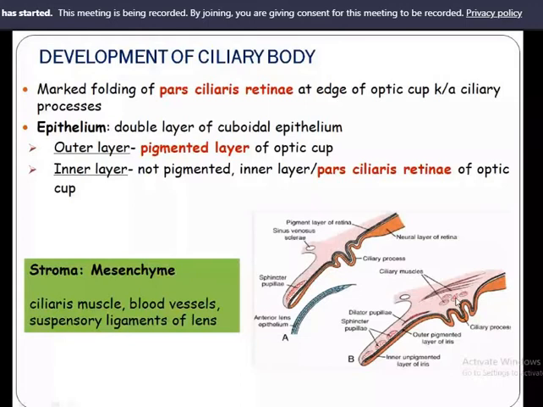I'll just summarize this in short. The outer layer of the ciliary body is formed by the pigmented layer of the optic cup. The inner layer, or the ciliary processes, is formed by the pars ciliaris retina, which is the inner layer of the optic cup. Next, the blood vessels and ciliary muscles will all develop from the mesenchyme.